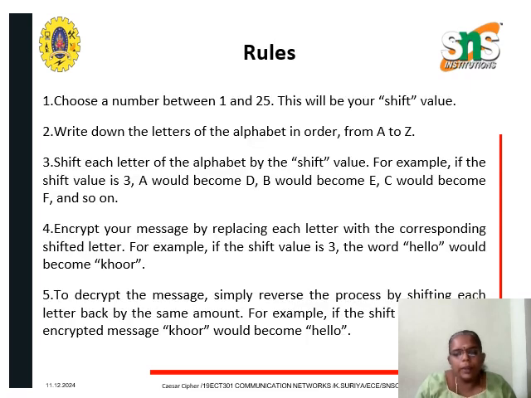So the rules for encryption and decryption are: choose a number between 1 and 25. So this represents the shift value. Write down the letters of the alphabet in order from A to Z and number each one from 1 to 26. Shift each letter of the alphabet by the shift value. For example, if the shift value is 3, A would become D, B would become E, and so on. Encrypt your message by replacing each letter with the corresponding shifted letter as shown before. For decryption, you use the reverse process.